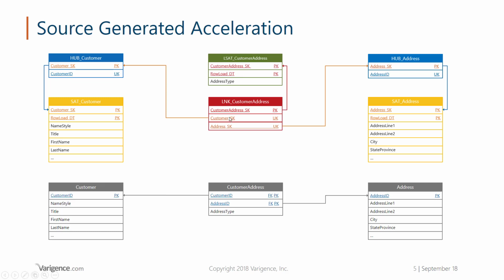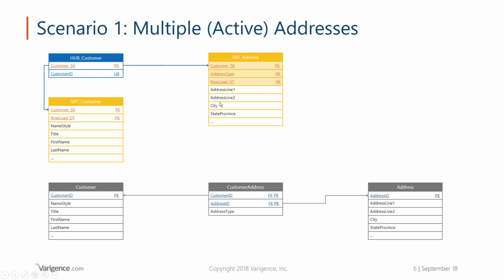Now, as I said, this may not be what you actually want. What you may want, if we think about scenario 1, is to have the address connected to the hub with the address type sitting inside the address, so that you have the address type sitting here, and that's what the multi-active satellite is. So what you will end up with is a customer address type and then the address information here.